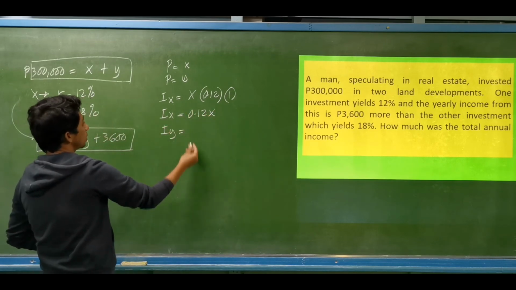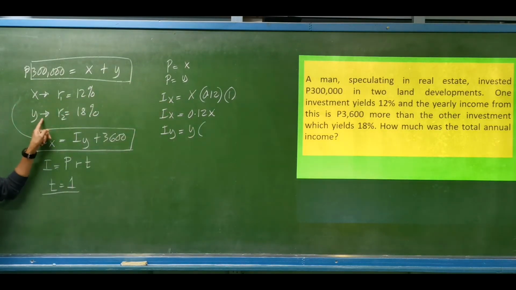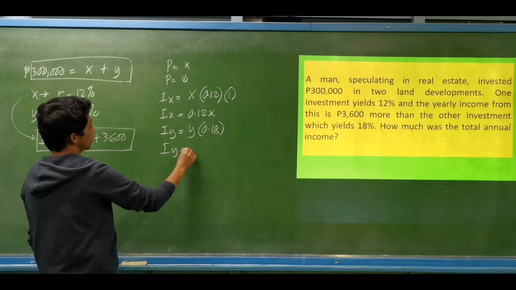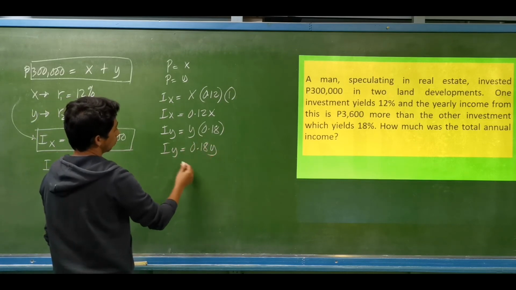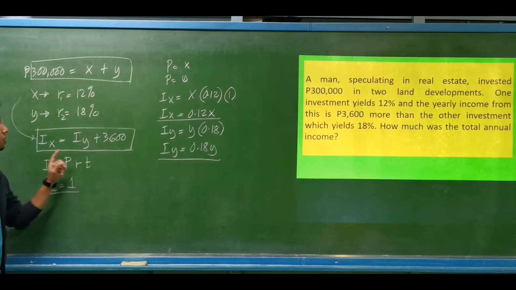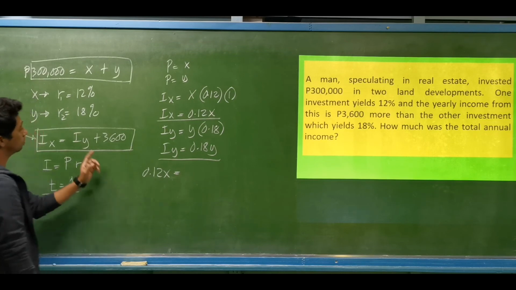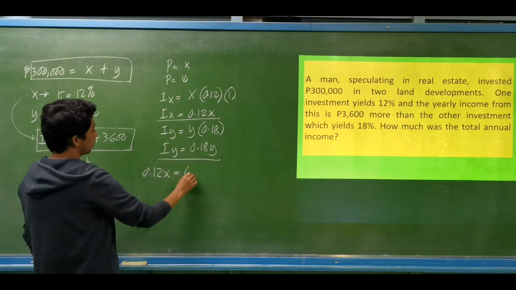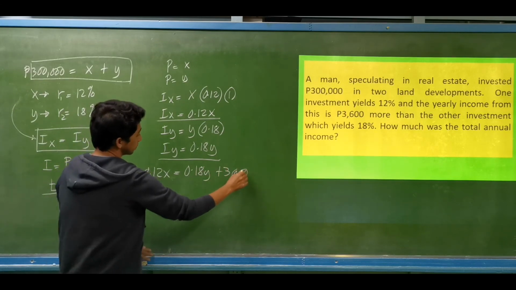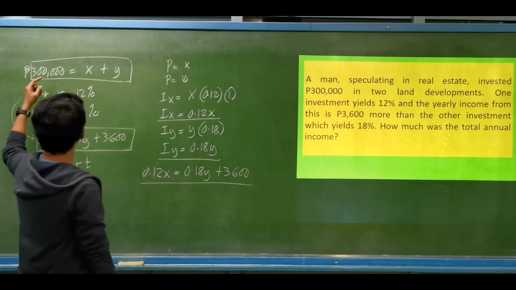The interest at Y is equal to the present amount, that is the Y value, times the rate of interest at Y investment, that is 0.18. So the interest at Y is equal to 0.18 of Y. So these are the values. Then we substitute these values on this equation. I sub X is 0.12 of X, equal to I sub Y, which is 0.18 of Y, plus 3,600. So we have now two equations.